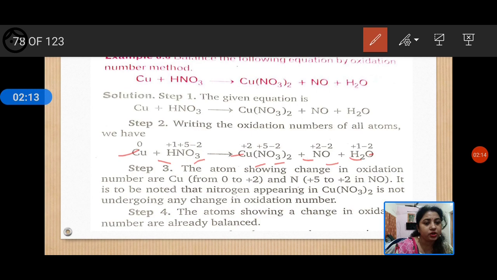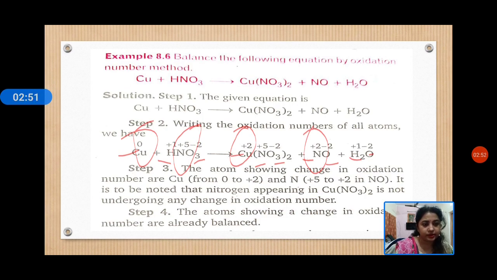Now the next step is to find out the change in the oxidation number, where we can see the change. For copper, here we see 0 and here in copper we can see plus 2. So 0 to plus 2, oxidation number is increasing, so oxidation is occurring. Now see here, nitrogen plus 5 and nitrogen here is plus 2, oxidation number is decreasing, so reduction is occurring here. The atoms showing a change in oxidation number are already balanced.